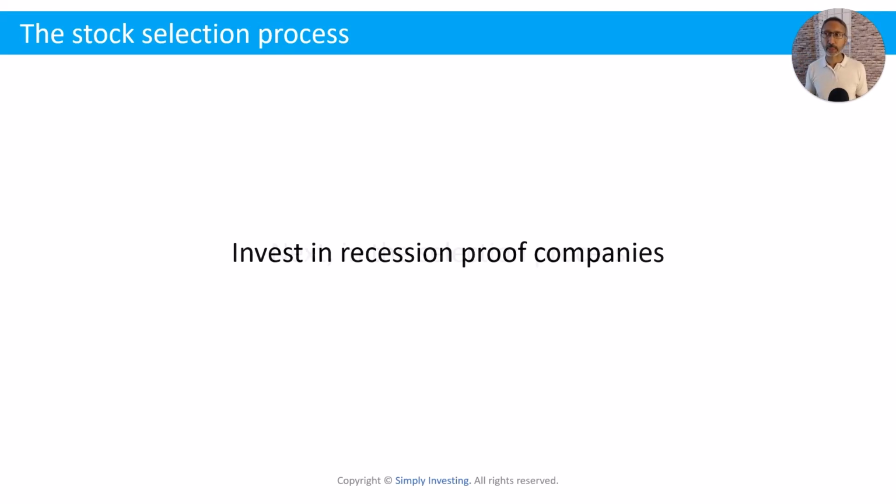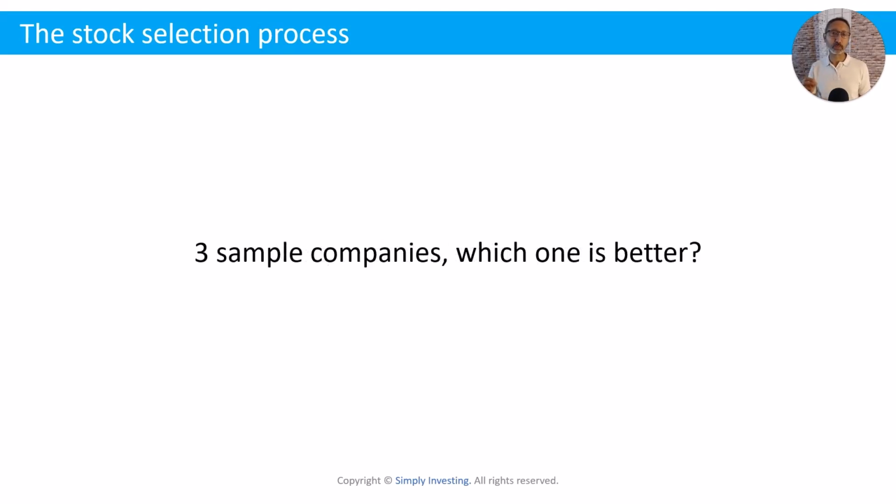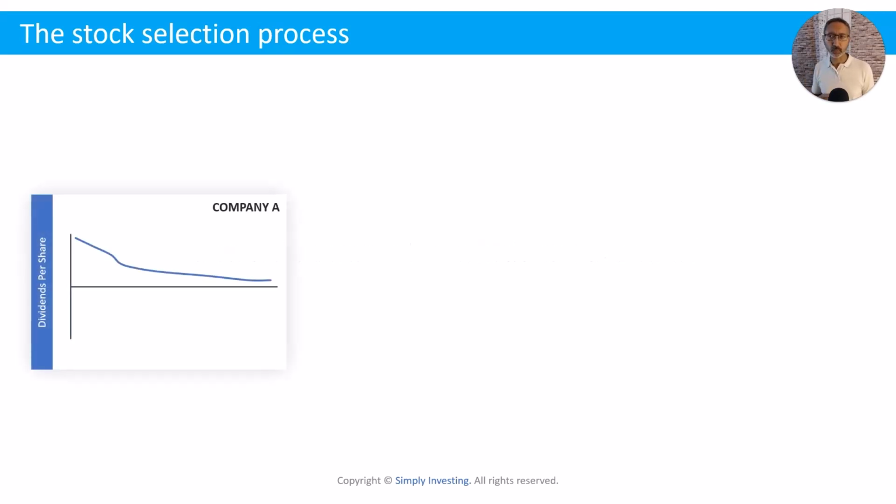Now let's take a look at one more thing here in the selection process. So here I'm going to give you 3 examples of companies up on the screen. And you have to try and figure out, again, all things considered equal, which one is going to be a better investment. So here we're going to look at company A, and we're going to look at the dividend per share paid out every year for the last 20 years.